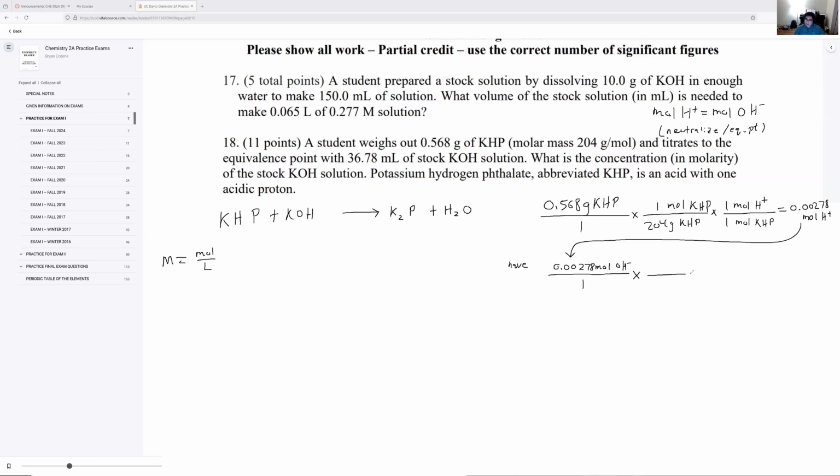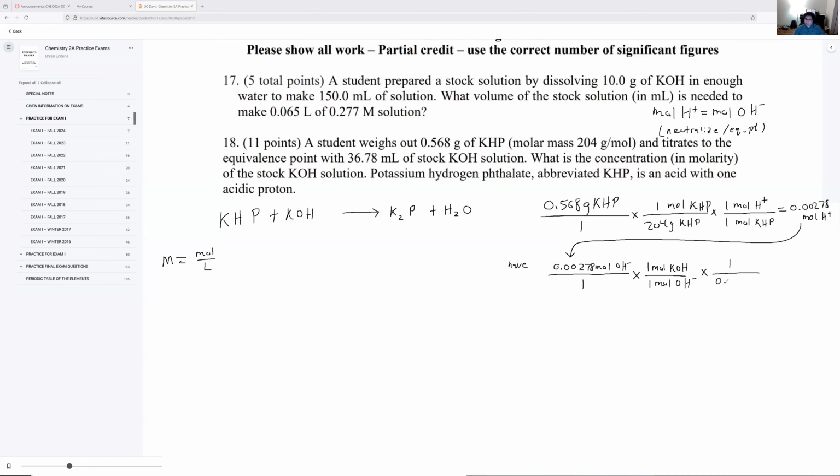So I'm going to go ahead and convert this into moles of KOH first, because we need moles of KOH for molarity. This is a 1-to-1 ratio, right? For every 1 KOH, you get 1 mole of hydroxide. Right, now we're in moles of KOH. And then, oops, not equals. And then we go ahead and convert this into molarity by dividing by liters.